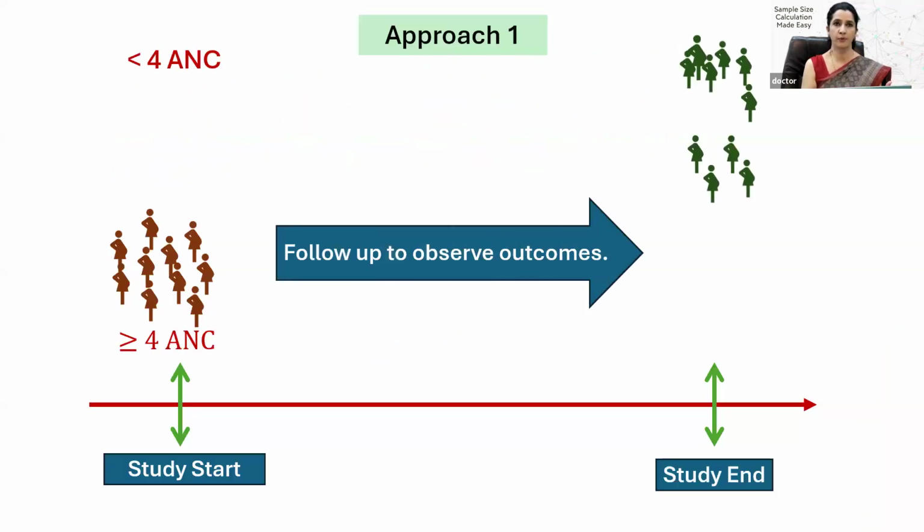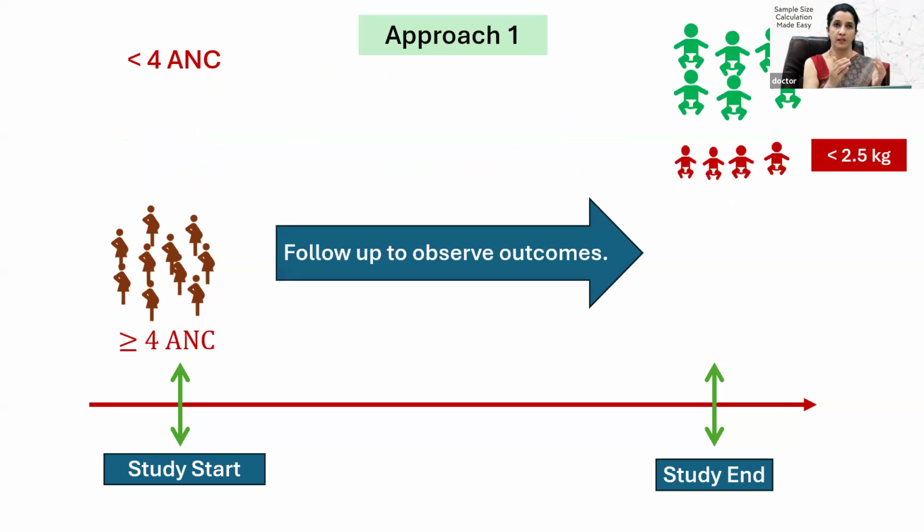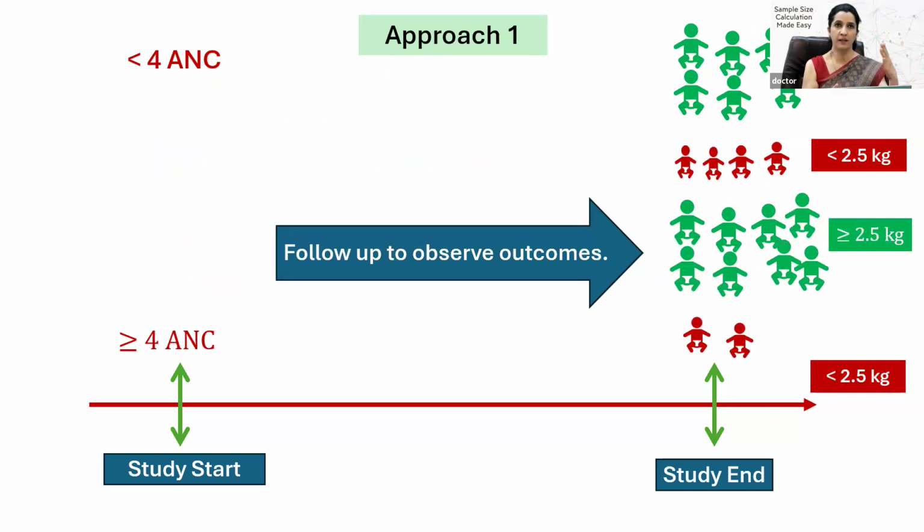The first approach is, we have recruited the antenatal women and classified them as having less than 4 antenatal visits and more than 4 antenatal visits. And then I have followed them up to observe the outcome, and then classified the outcome as low birth weight or normal birth weight. So which type of study design is this? Yes, all of you please write in the chat box.